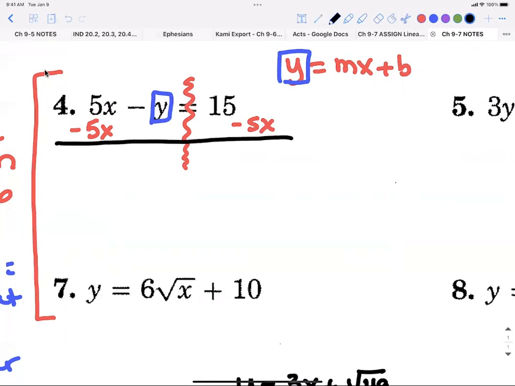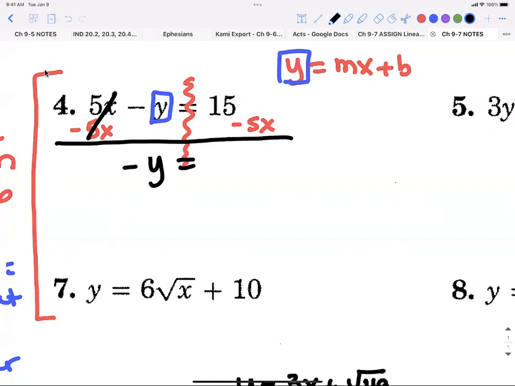Because I cannot combine something with an X and something without. So on the left, I'm left with negative Y. My wall still stays where my equal sign is. And on the right, I now have a 15 and a negative 5X. Which one am I going to write first? Can't combine them, so I'm just going to list them both.